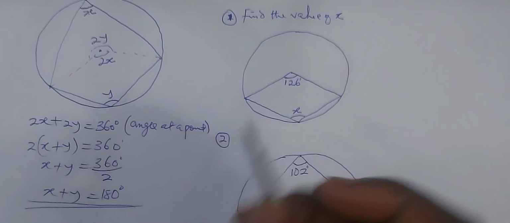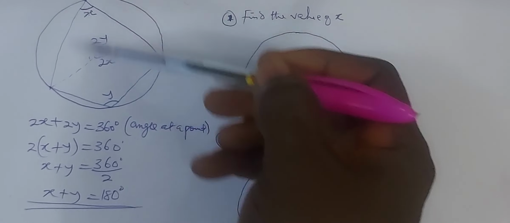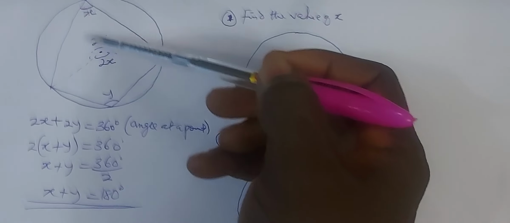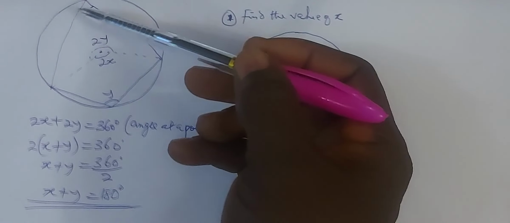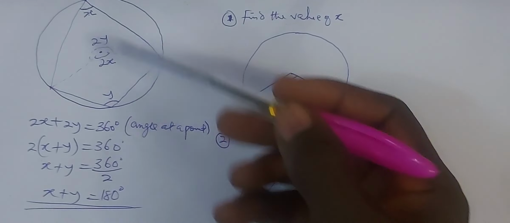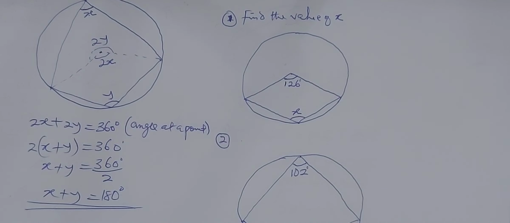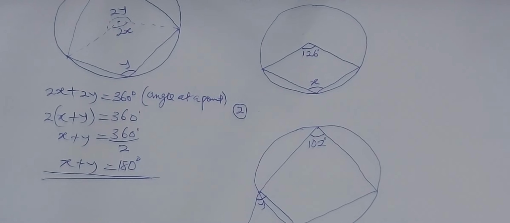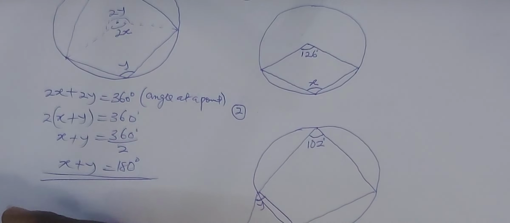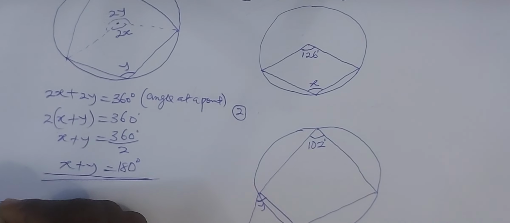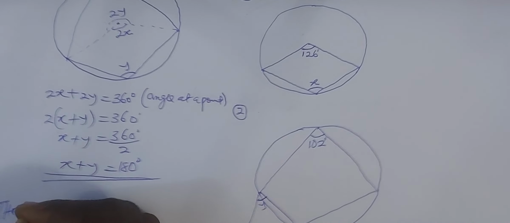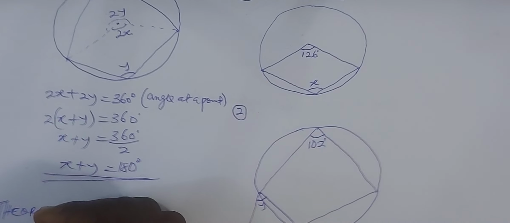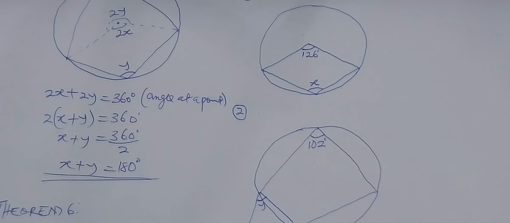So that is it. It is proving that opposite angles of a cyclic quadrilateral are supplementary. When you add them together, you have 180. So that is all about it. So let's look at another rule, Theorem 6, which I call Theorem 6. Okay, it might not follow serially as it is in your text, but just follow me on this.